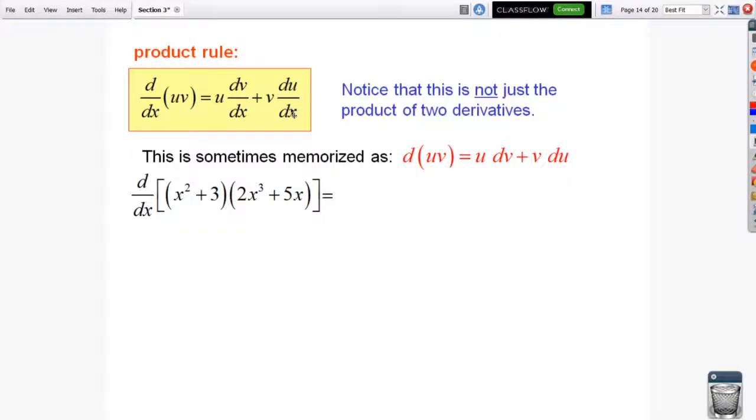So let me just show you what I mean here. So there's actually 2 different ways to do this problem. One of these ways is to actually do the FOIL and take the derivative. The other way is to use the product rule. Let's do the product rule first because that's the way that we're learning right now.